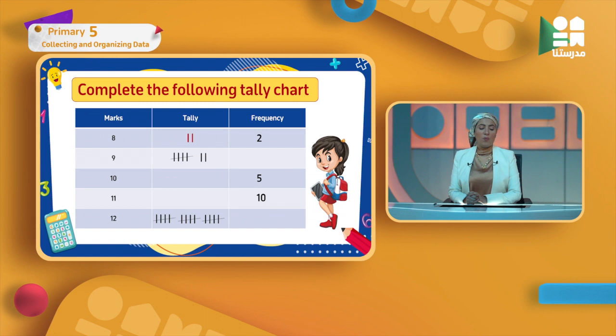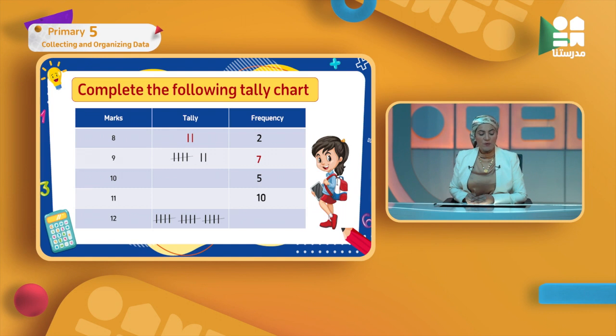Now, when the students have got 9 marks, the tally part says that we have a bundle of 5 tallies plus 2 more tallies. We said a whole bundle is 5, and with the 5 here there are 2 more. Then with the 5 I have 2 more, then I have 7 students who have got 9 marks.